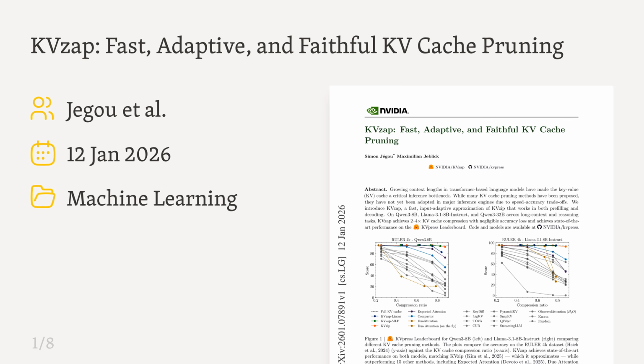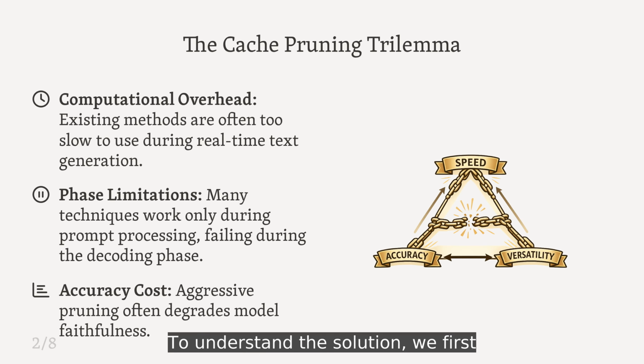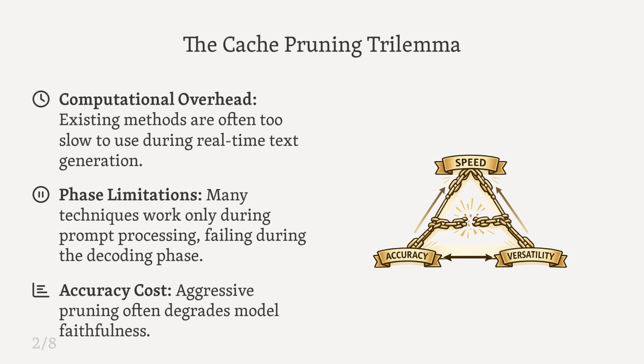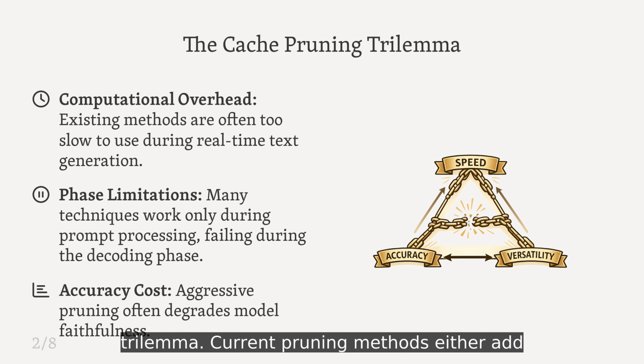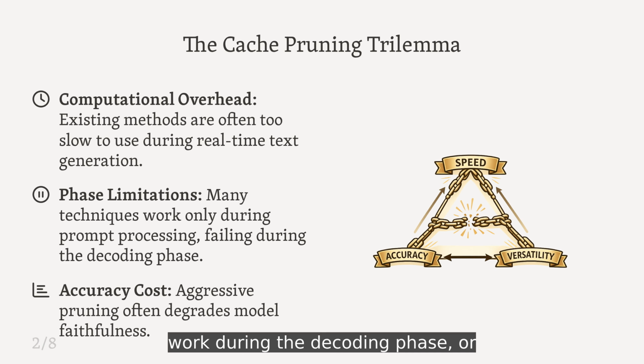and faithful. To understand the solution, we first need to look at the problem, which the authors describe as a trilemma. Current pruning methods either add too much compute overhead, fail to work during the decoding phase, or sacrifice crucial accuracy for speed. The goal was to break this cycle and create a method that works efficiently across both pre-filling and decoding, without losing information.